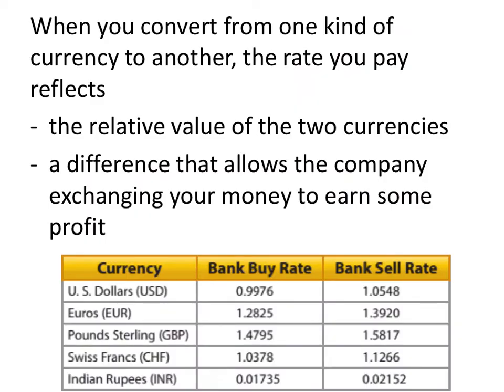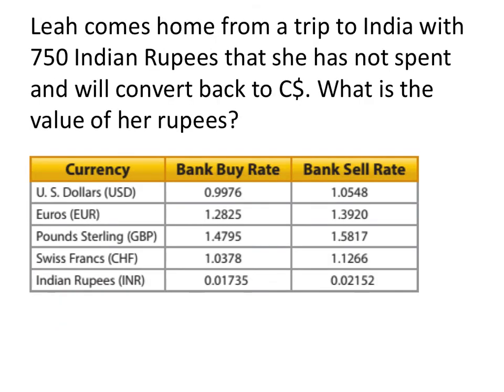The only other idea related to currency exchange that we need to discuss is the bank buy and sell rate. The rate that you pay when you exchange currency not only reflects the relative value of the two currencies, but a small difference that allows the company exchanging your money to earn some profit. So when we look at the bank buy rate for US dollars, for every 1 US dollar you bring to the bank, they're going to give you a little bit less than $1 Canadian. But if you go to the bank to buy US dollars, they're going to look for a little bit more than $1.05 Canadian for every $1 US they sell you. The difference between the two allows the bank to earn some money. So let's look at an example.